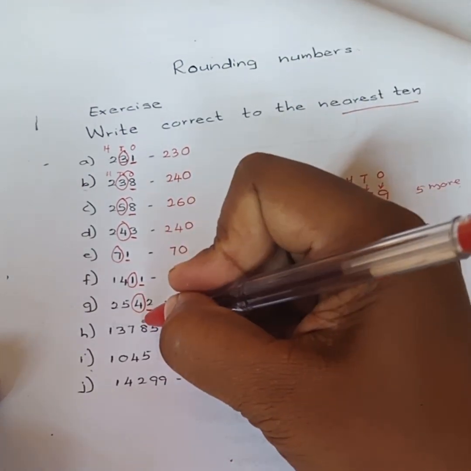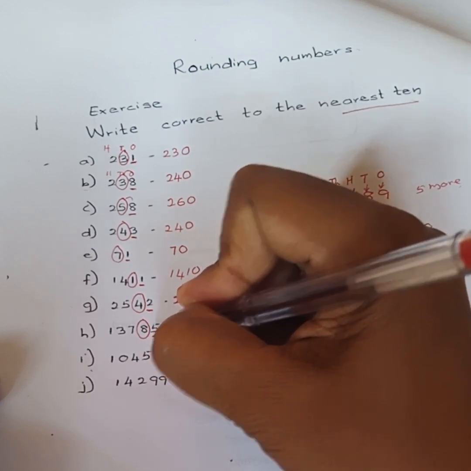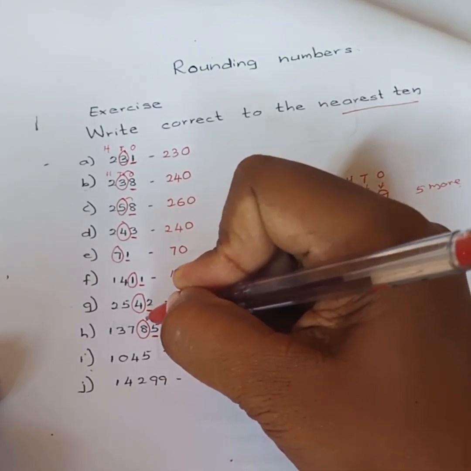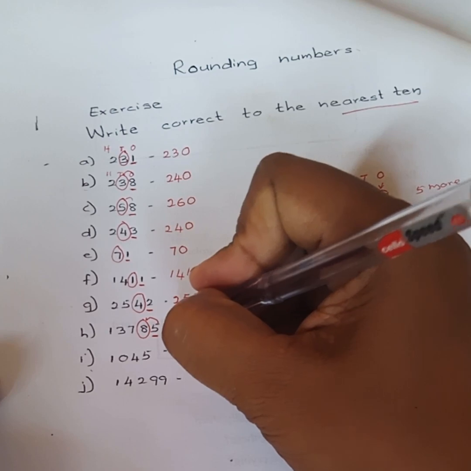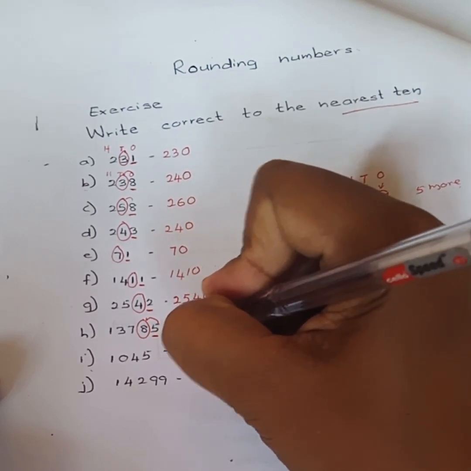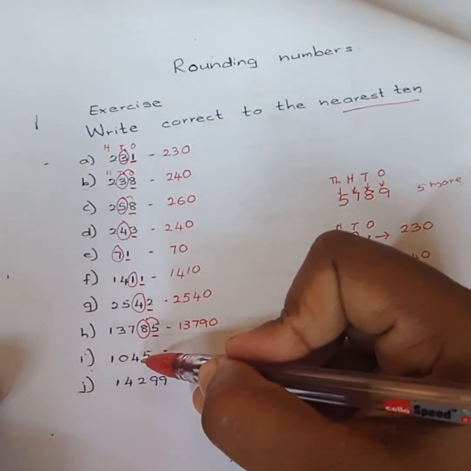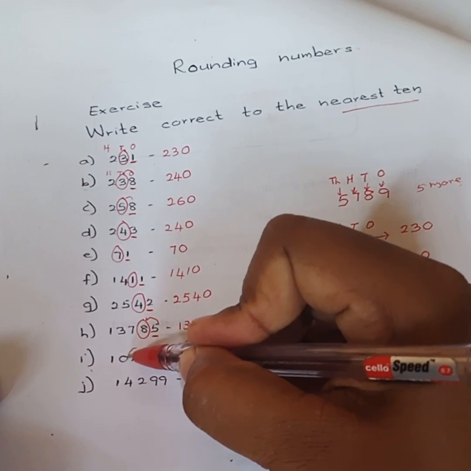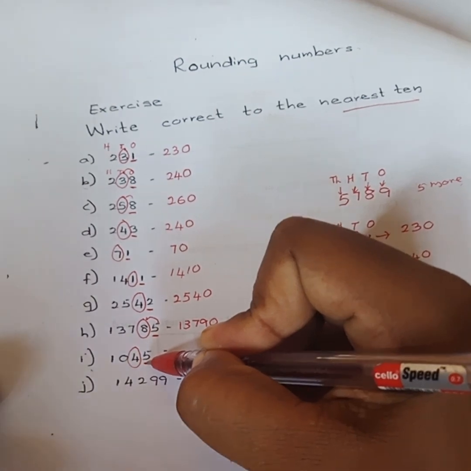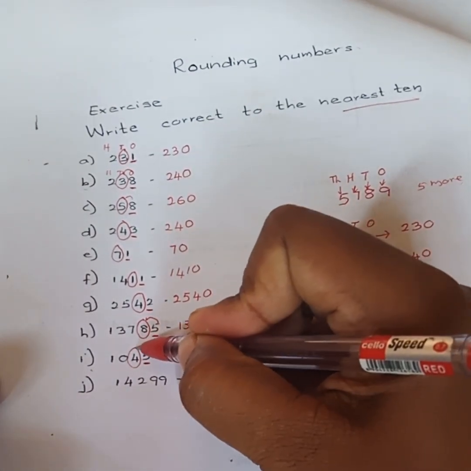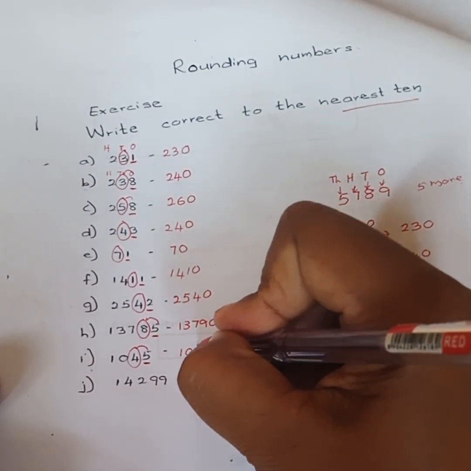Next, 13,785. The tens value is 8. You have to consider the next door value 5. If the number is 5 or more, then you have to add 1. When you round off to the nearest 10, the answer will be 13,790. Next one, 1045. The tens value is 4. You have to consider the next door value 5. If the number is 5 or more, then you have to add 1. When you round off, the answer will be 1050.